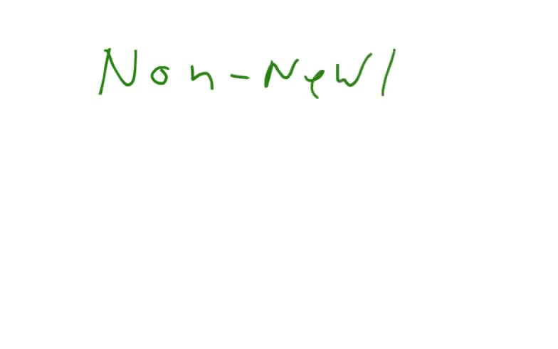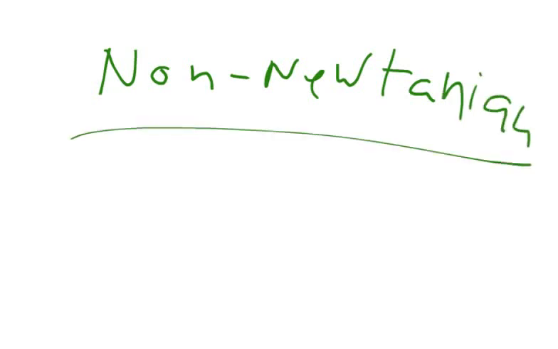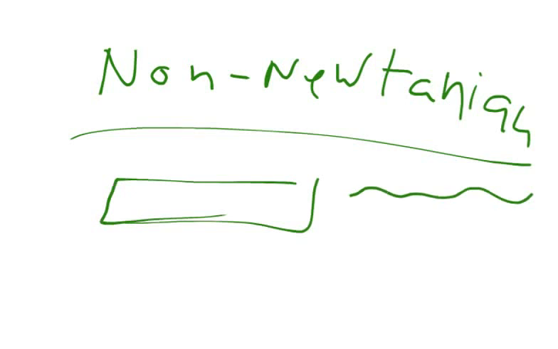And the answer comes in the form of non-Newtonian fluids. Non-Newtonian fluids are those fluids which under special circumstances act as a solid, and under other circumstances act as a liquid. So how can we make a non-Newtonian fluid? Creating a non-Newtonian fluid is super simple.